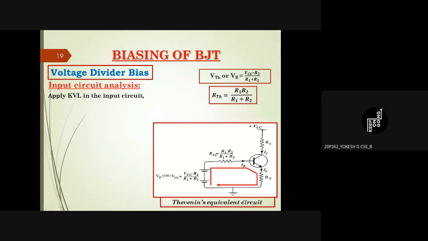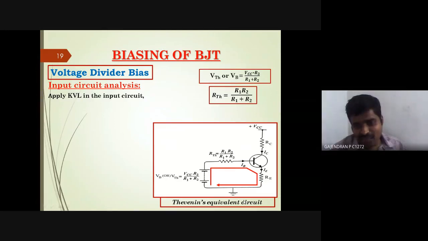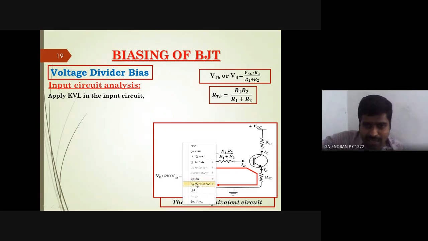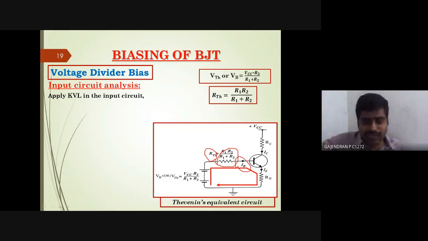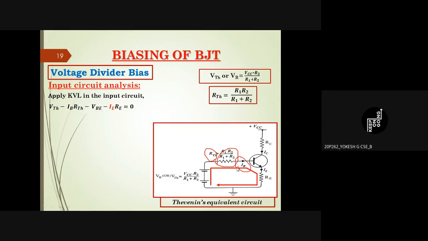VTH minus RTH minus RE equal to 0. How do we separate RTH? This is the voltage equation. Yes. Voltage equation means I need to find the voltage across this. So RTH into what? IB, sir. IB. Don't make those mistakes. Is it clear, sir? Is it clear? Yes, sir.